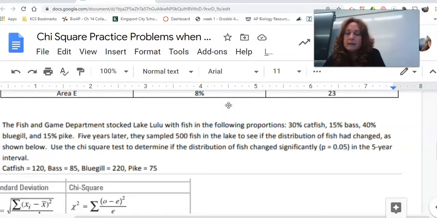They're going to stock it with fish, and they had certain proportions. Now, that's not accurate. Percents aren't proportions, but we're going to be okay with it. With the following distribution or percentages: 30% catfish, 15% bass, 40% bluegill, and 15% pike. Now, notice they didn't give me a data table or anything at all. So I'm going to move those data. I'm going to use another page.